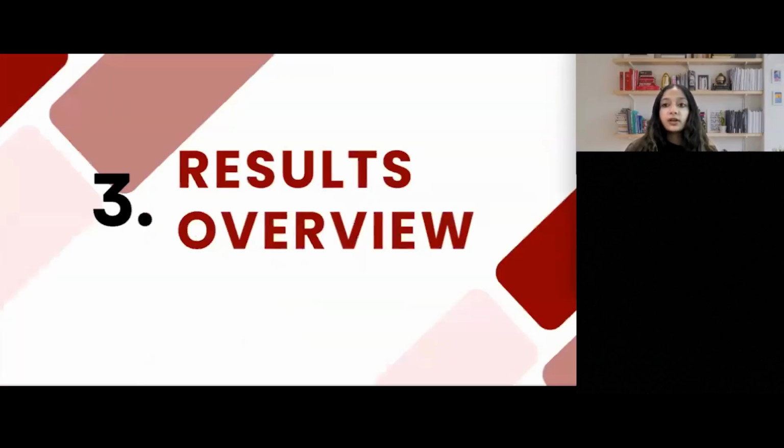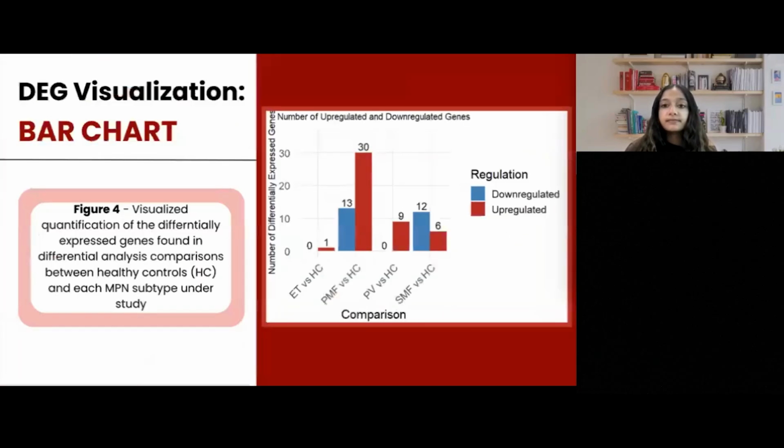Now let's look at the results. First, differential expression analysis showed large differences between the subtypes, as shown through this bar chart in Figure 4. The number of DEGs from most to least was PMF, then SMF, PV, and then finally ET. This shows that PMF had the greatest degree of dysregulation, while ET had the least.